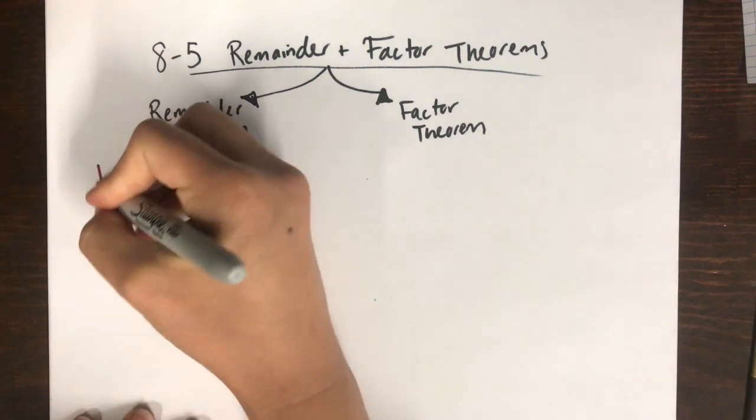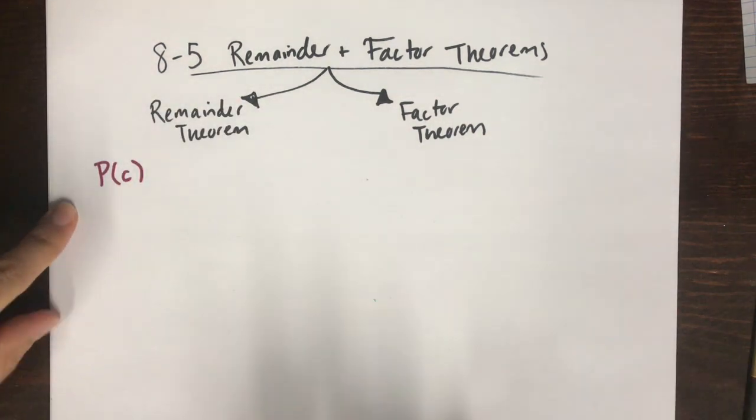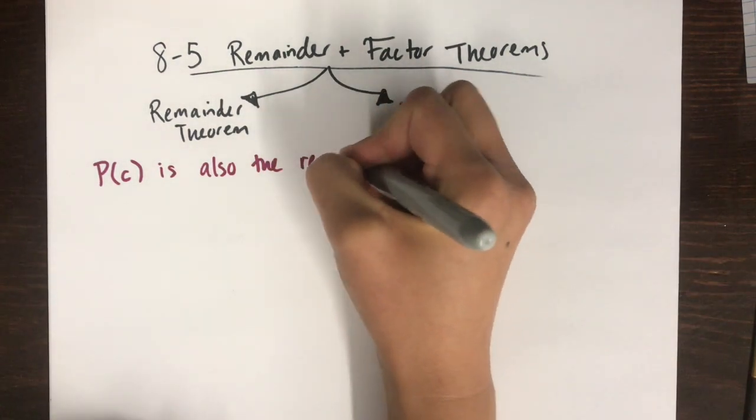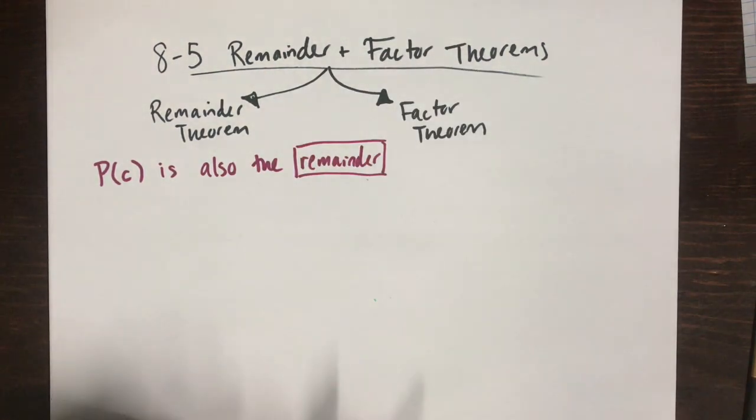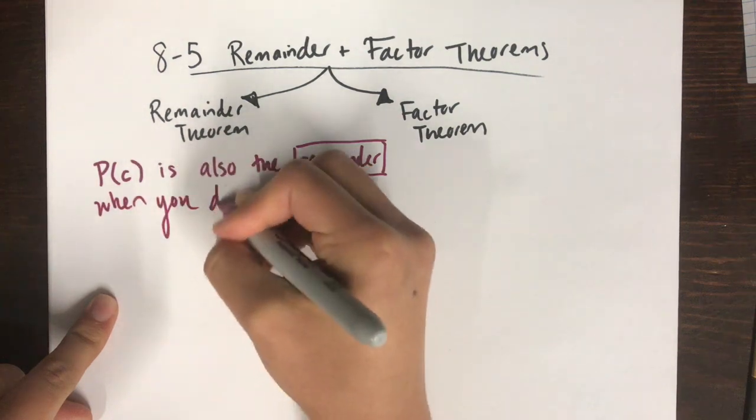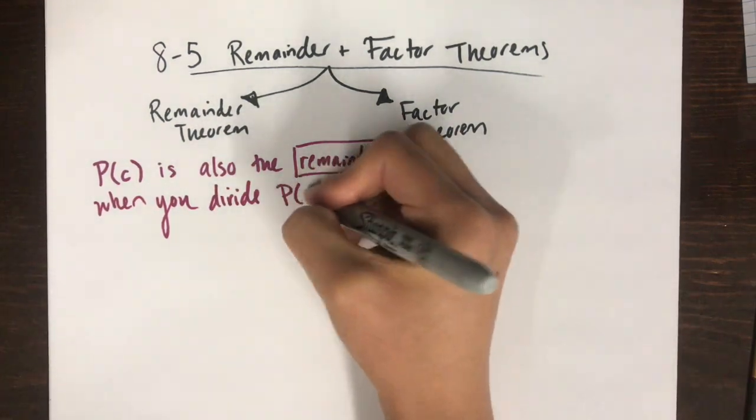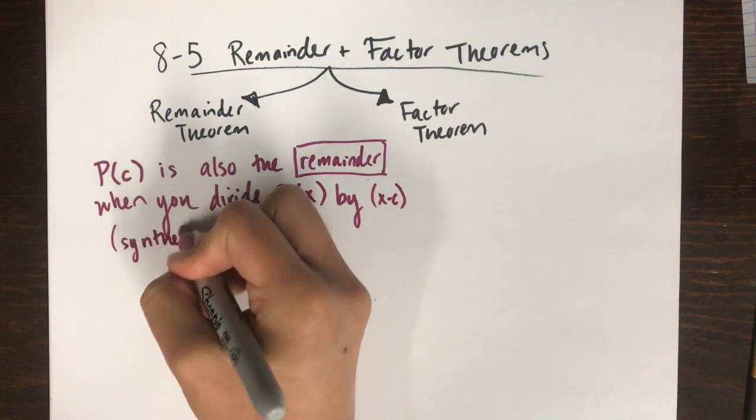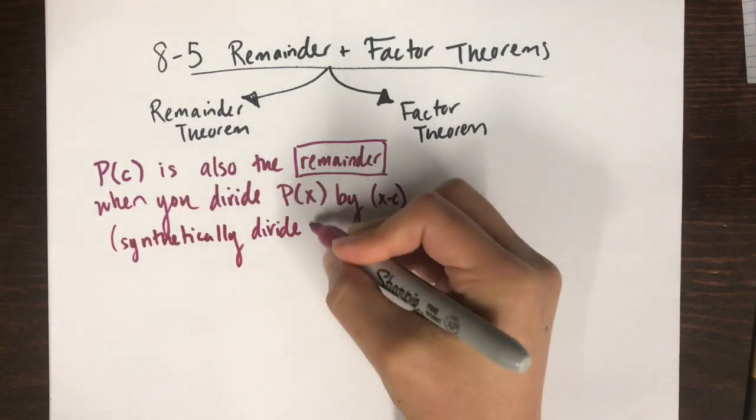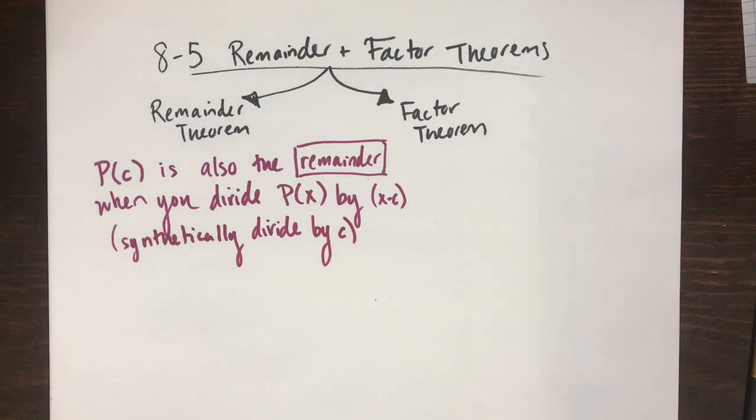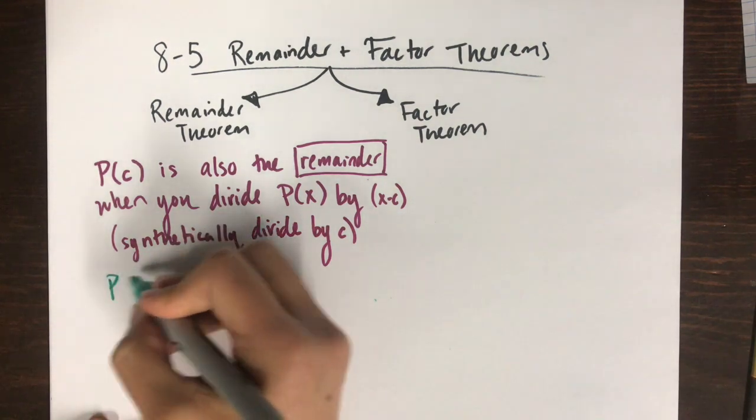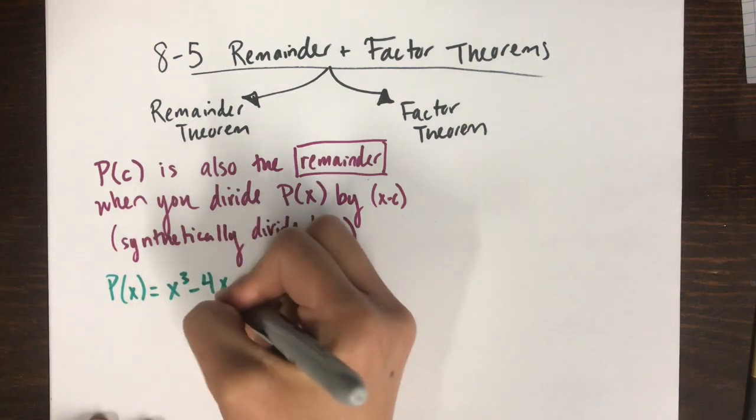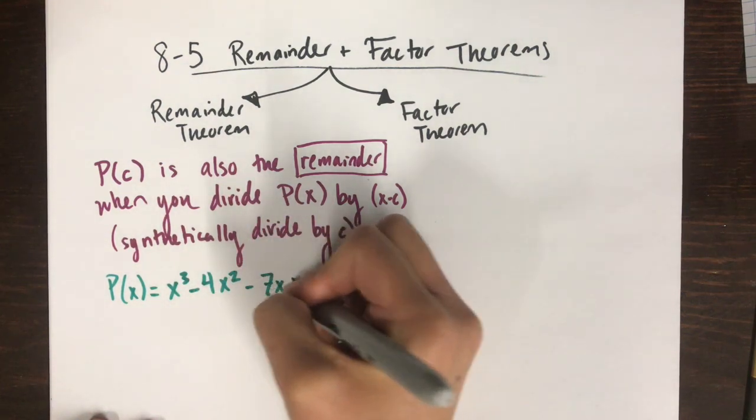Now the remainder theorem basically says that if I plug in some value c into a polynomial p, the value of p of c is also going to be the remainder when I synthetically divide p of x by x minus c. So if I take c and synthetically divide the polynomial, my remainder is going to be the same number as when I evaluated my polynomial at that coordinate. That's not going to make any sense until you actually look at a polynomial.